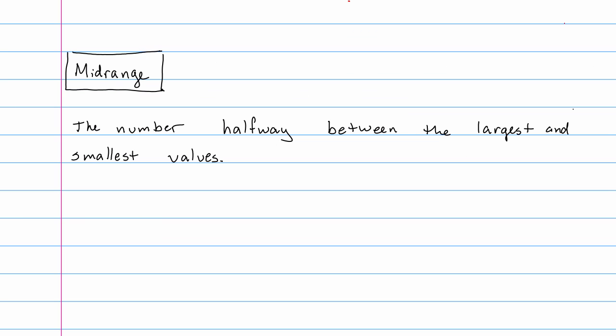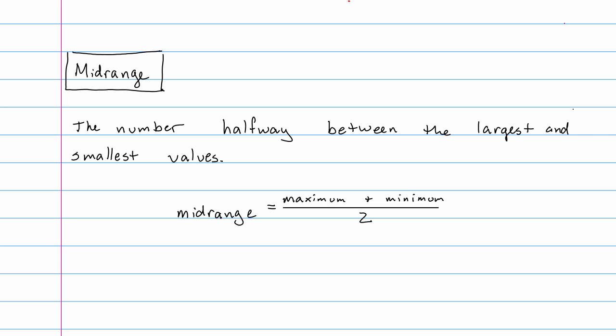Now, how do we find the number that's halfway between two others? Well, you may recall from an elementary geometry class. To find the value that's halfway between two others, we just add them up and divide by 2. If you like memorizing formulas, you can memorize that formula for the midrange. Otherwise, just remember it's halfway between the two values.